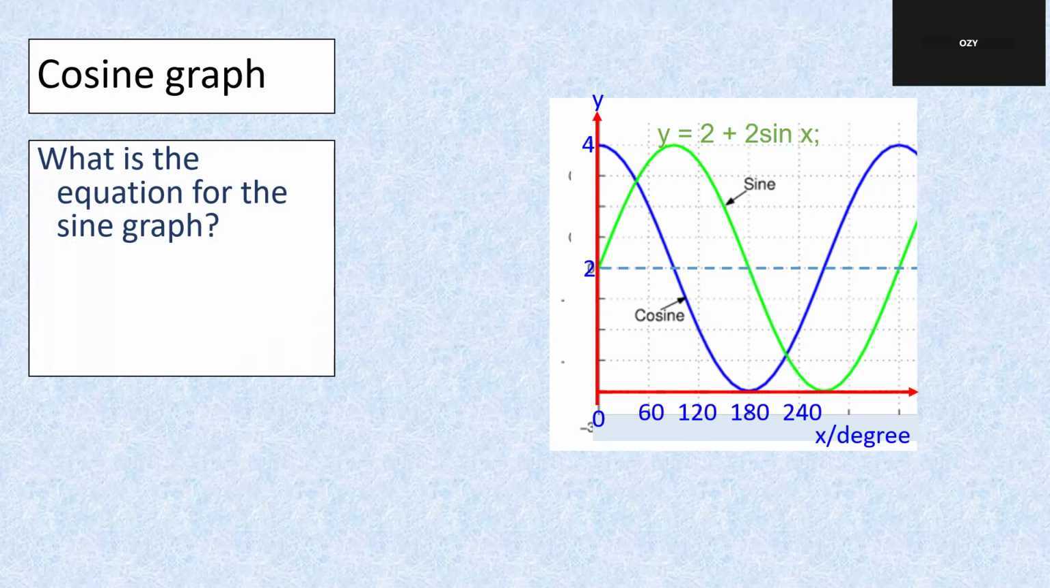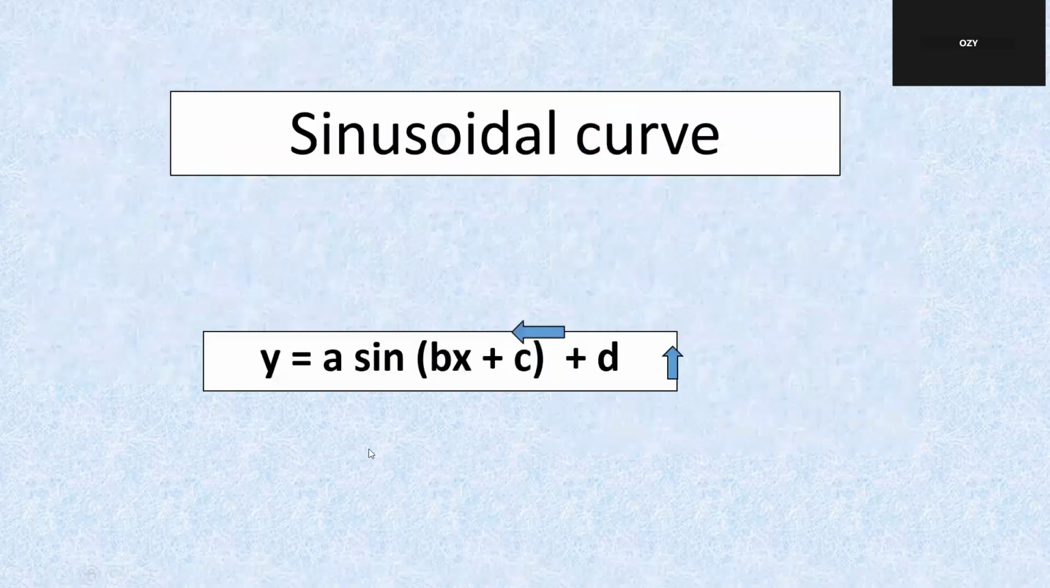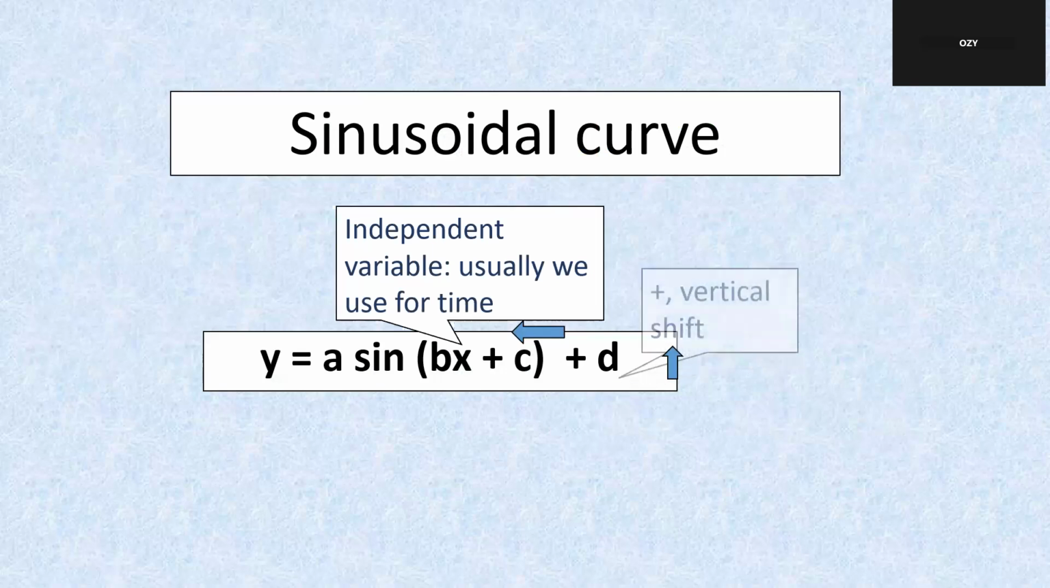How about the cos graph? Cosine. The blue graph is 2 plus 2 cosine x. Yeah, can. That's a vertical shift by 2 units up. Previously this was the 0 line. Now it's shifted to 2. So this is the amplitude, and this is also the amplitude. Okay, independent variable x, just a summary.